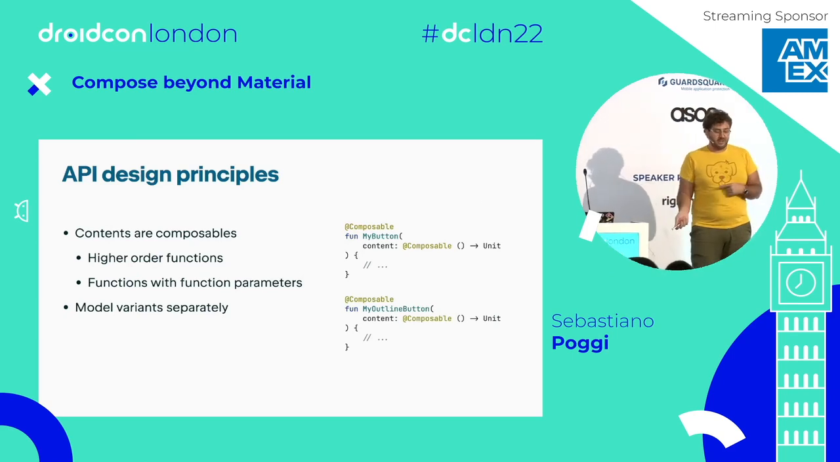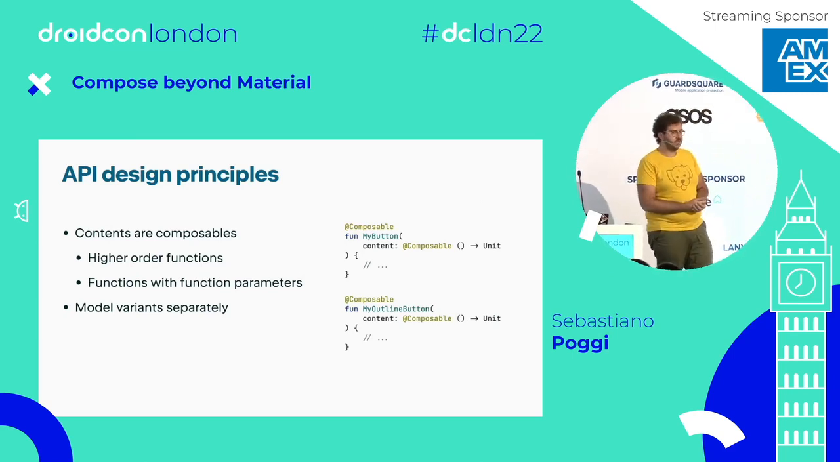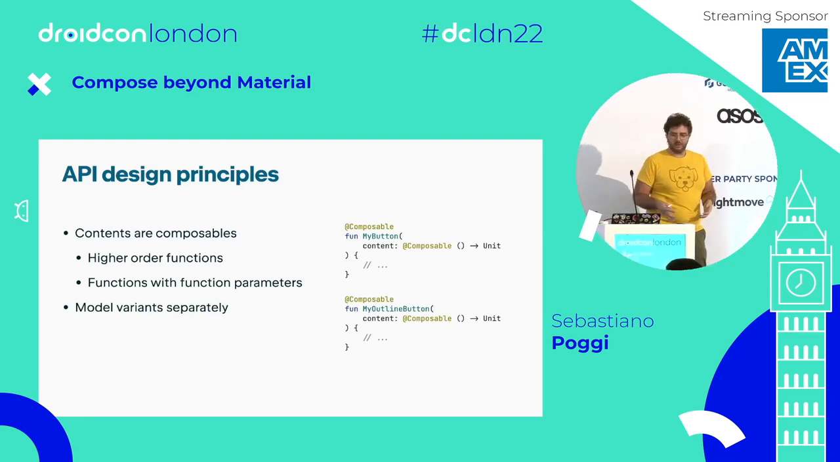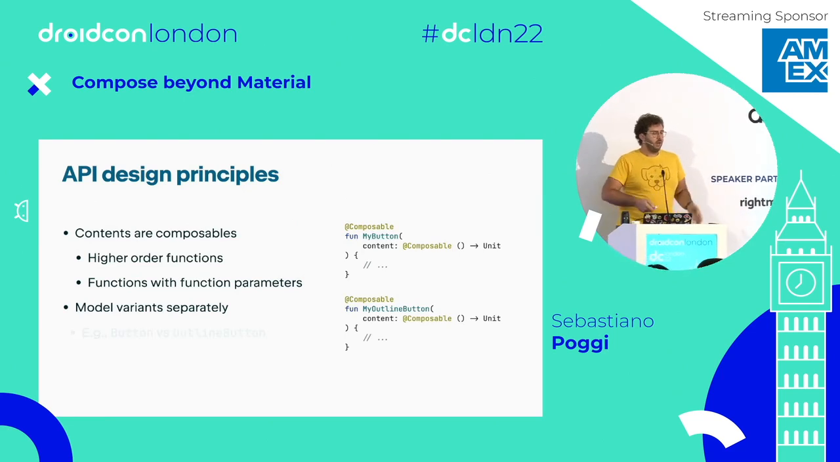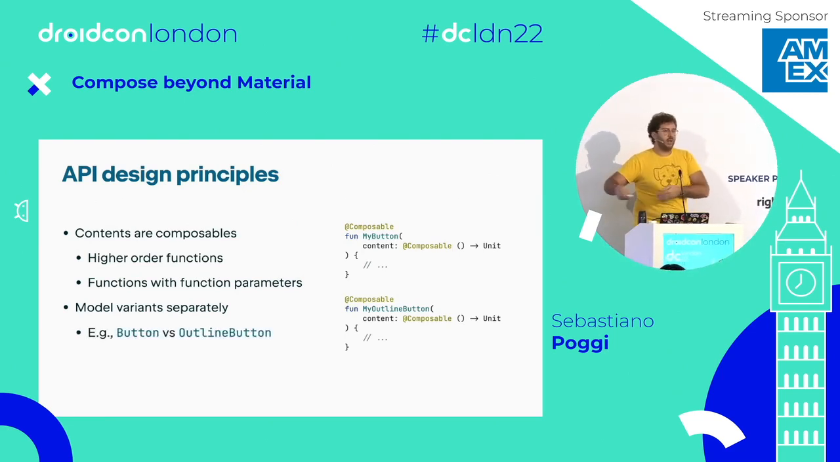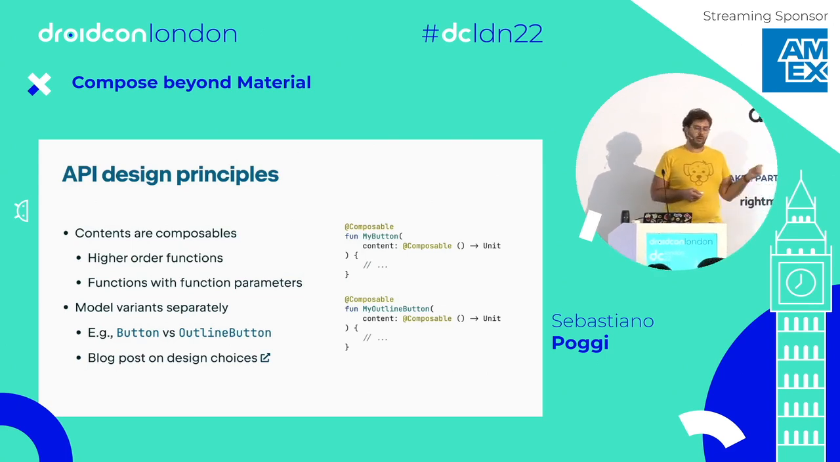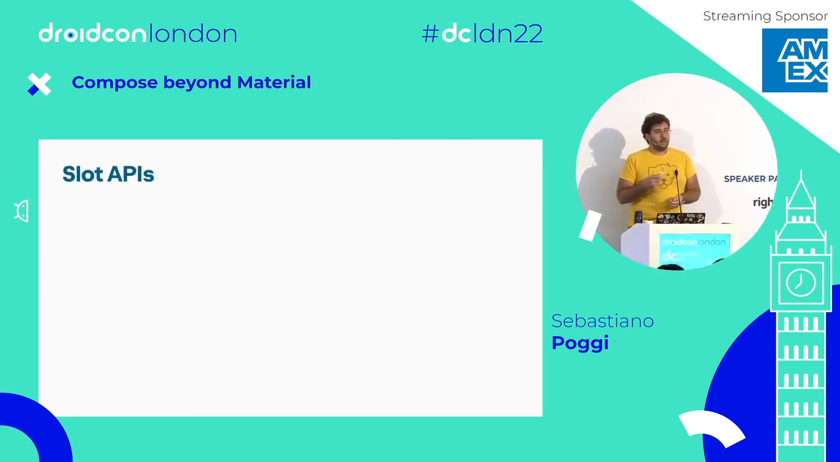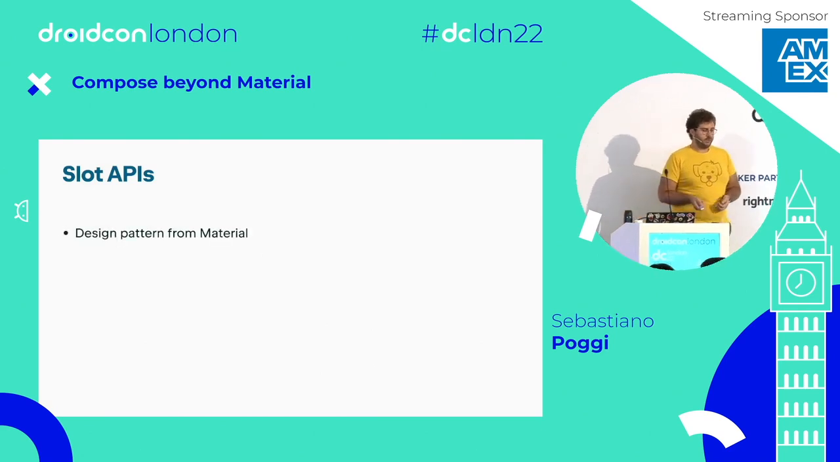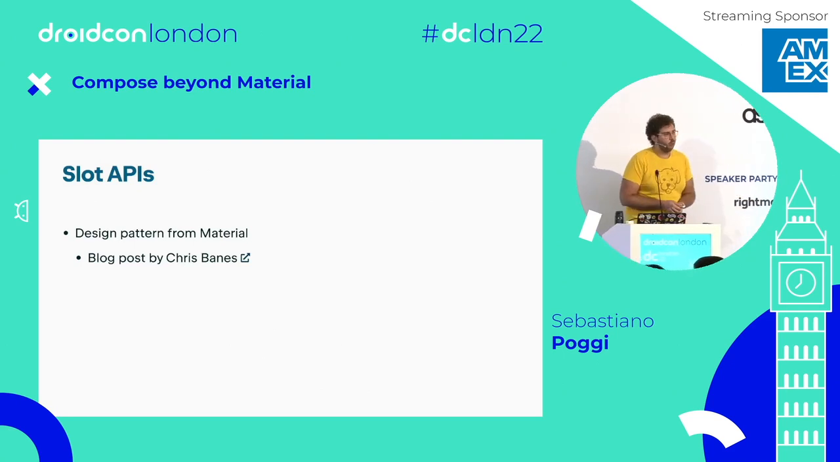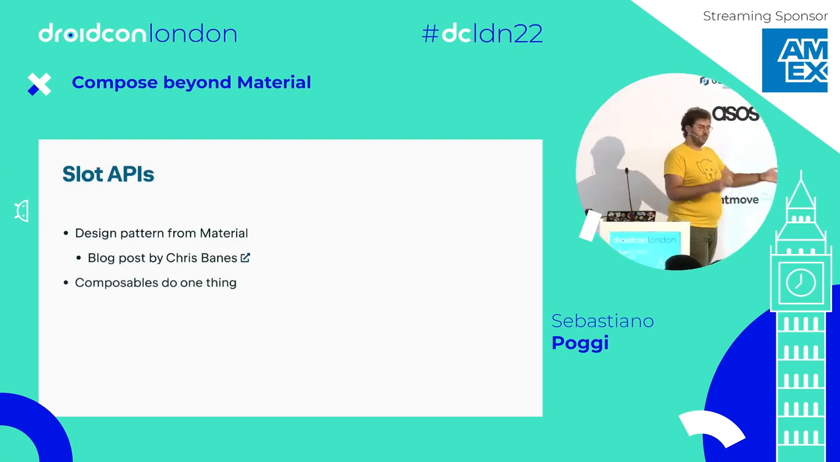Now, another thing that you might have noticed in Material is that when you have different variants of the same component, they are modeled separately. So you have a button, and you have an outline button, and you probably should do the same. There's a blog post on the reason why that is that I recommend reading. And another pattern that you can take inspiration from Material about is the slot API. Now, there's another blog post, homework, that explains why they're very powerful.